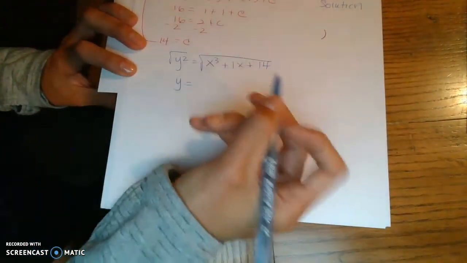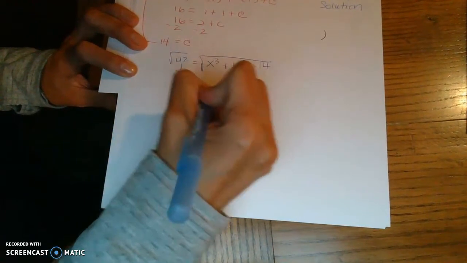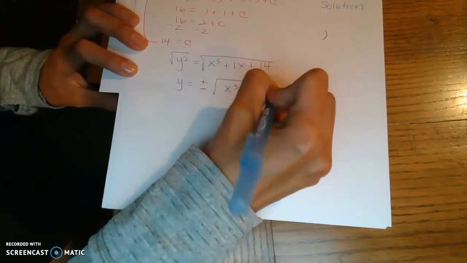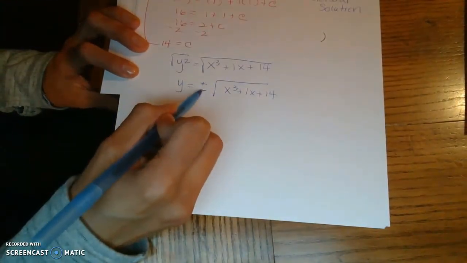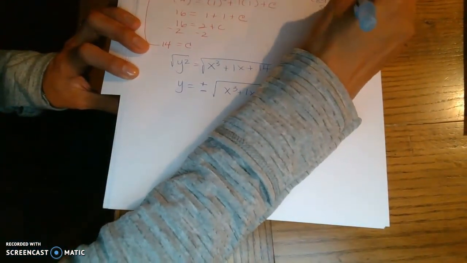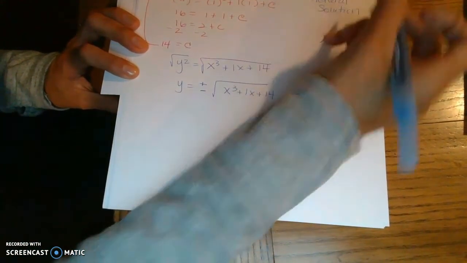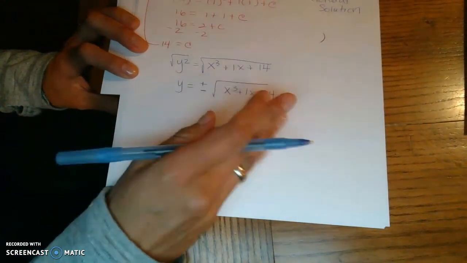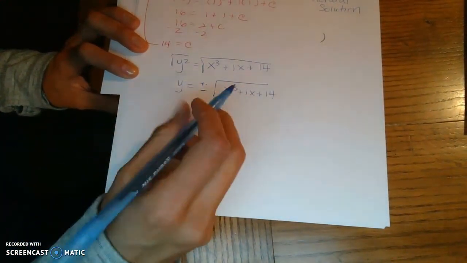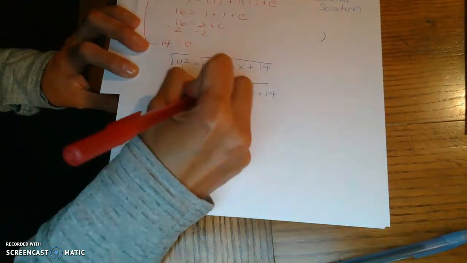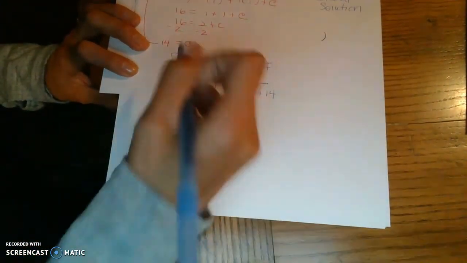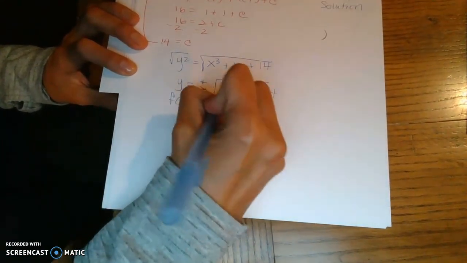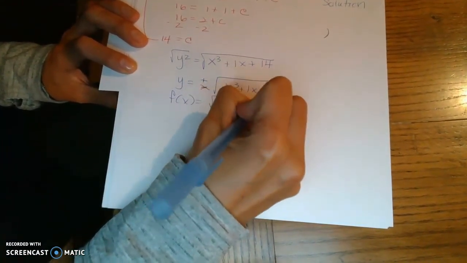Now I know that a lot of you are saying it's plus or minus, and you're right. However, the initial condition tells me what I'm going to pick here. My initial condition said that my y value is positive. So when I take the square root, we know we have some sort of positive value, and we don't want to negate it. So therefore, we're going to cancel out that negative, and the equation is f of x is equal to the positive square root of x cubed plus 1x plus 14.